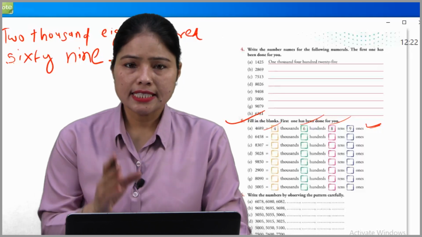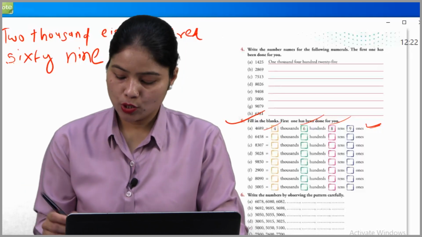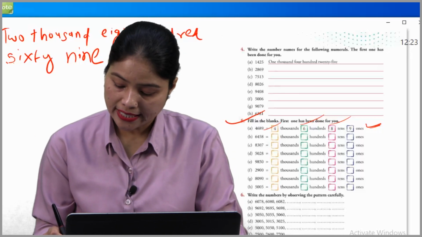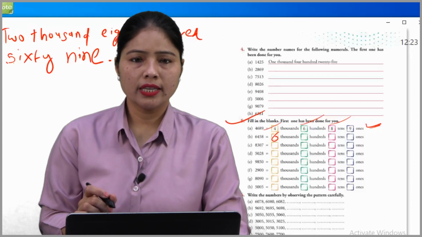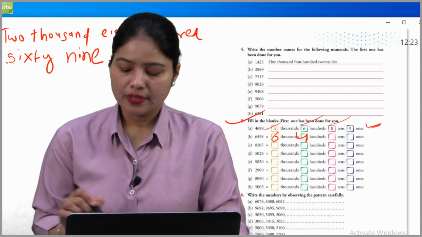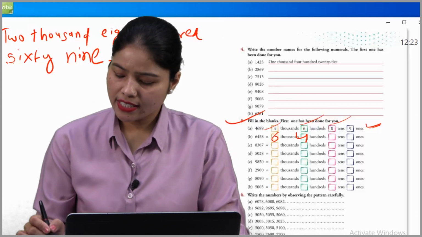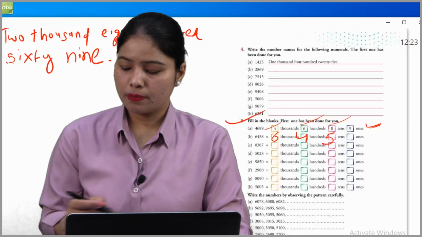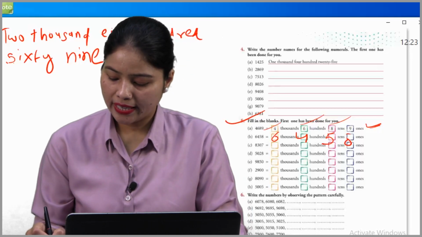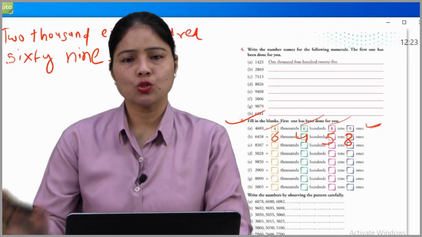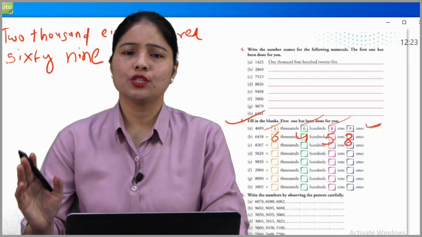Similarly 6458, so 6 is what? 6 is at 1000 place, so on 1000 place just write it 6. Okay, 4 is on which place? On 100, so write it 4. And 5 is at 10's place, so write it 5. And 8 is on 1's place, so write it 8 like this. Okay, so this is very easy. You only need to do practice. So do the rest of the exercise yourself.